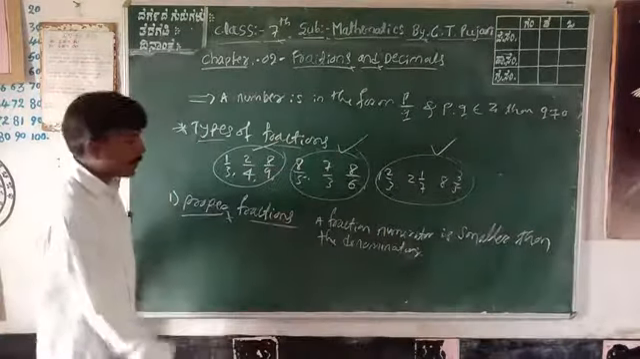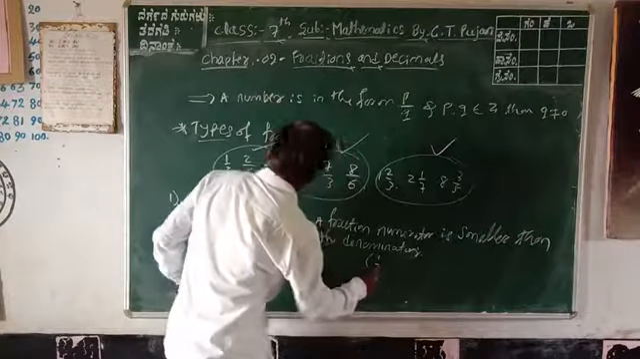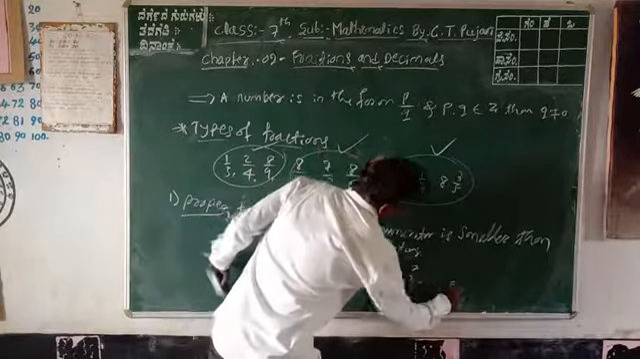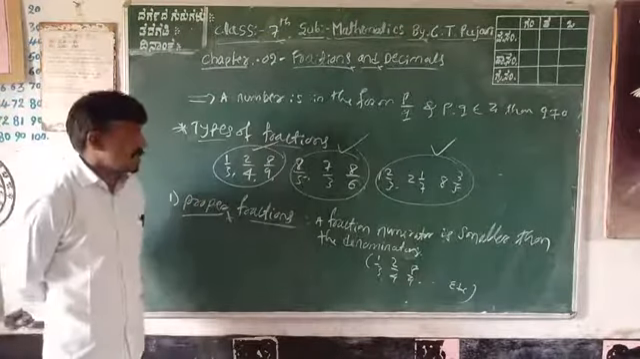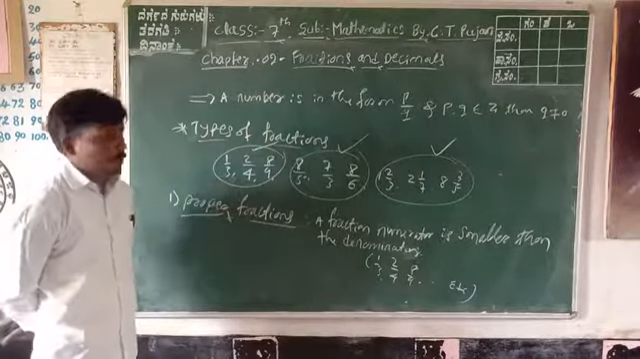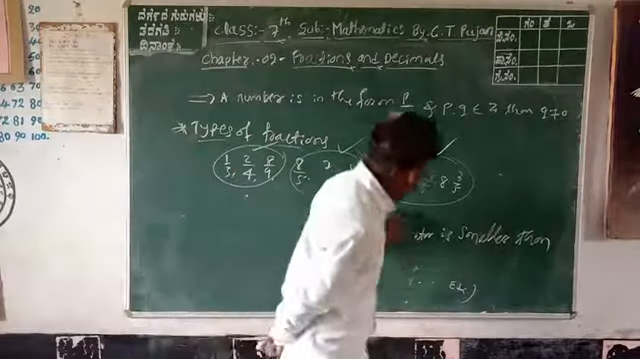This is proper fractions. For example, 1 by 3, next 2 by 4, next 8 by 9, and so on. These are our proper fractions. Proper means a fraction whose numerator is smaller than the denominator is called a proper fraction. Next, the second one is what?